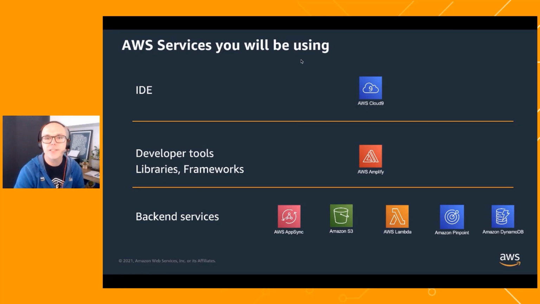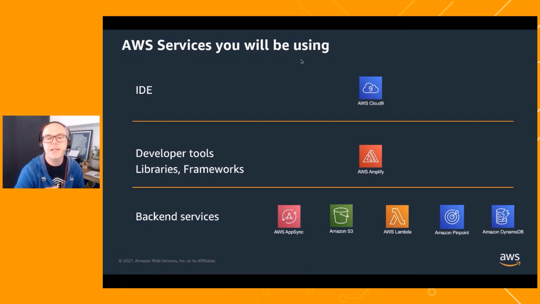For backend services, there's a number of backend services that we're using today. A number of them we've already used in the previous sessions, but today I'm also going to go through them again in case you missed those previous sessions. So the first one we have is AWS AppSync. AppSync is our managed GraphQL service. So we'll be using that to serve our GraphQL API and schema definitions.